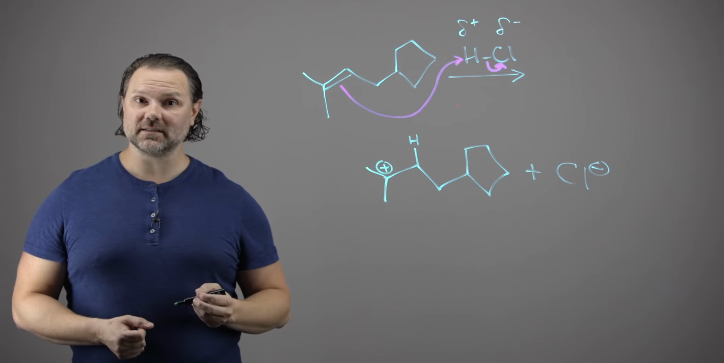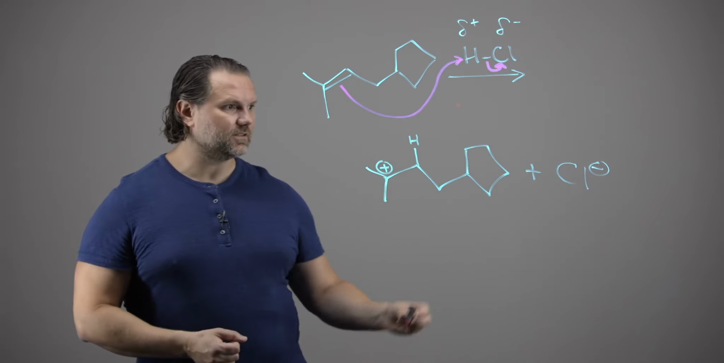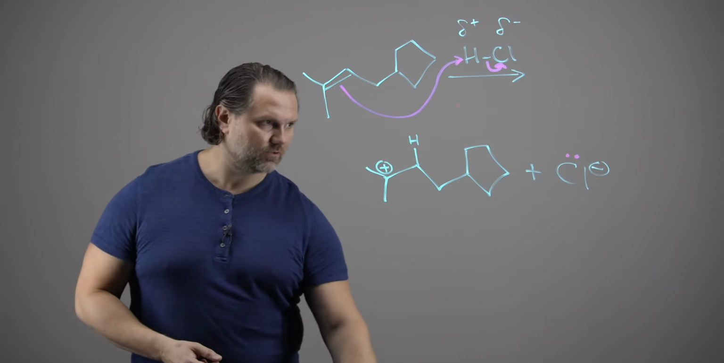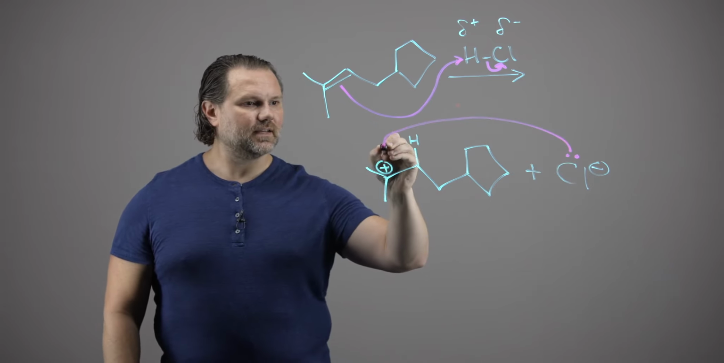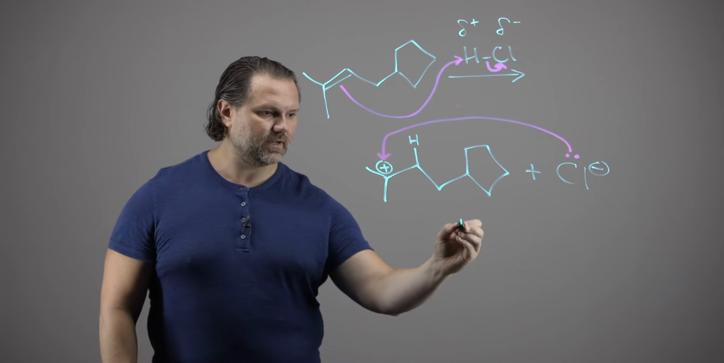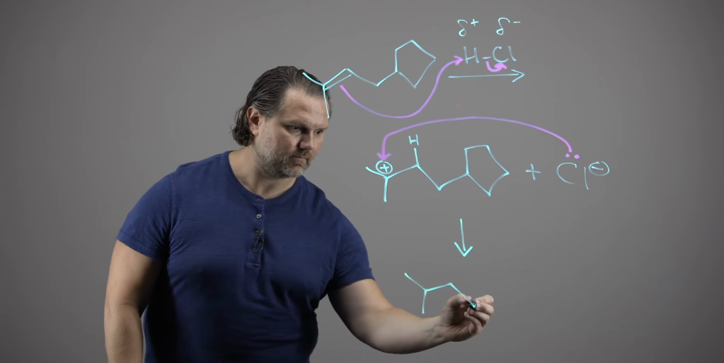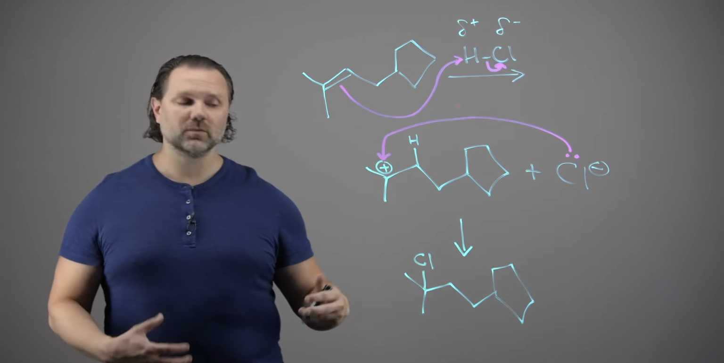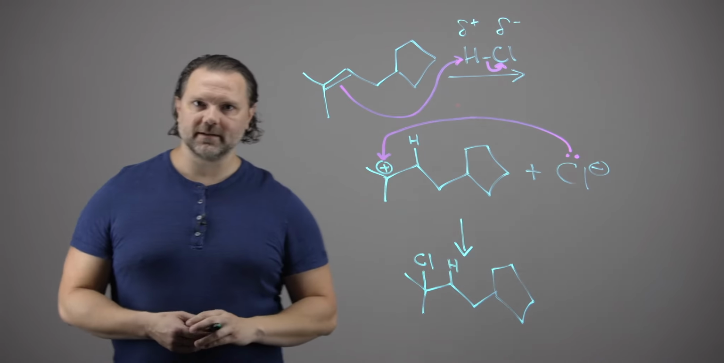We need to stabilize it now. And to do that, we look at what else is in the system, and we have that chloride. So we can draw the electron pair from chloride attacking our carbocation and generating our final product. And if we want, we could still show that other hydrogen right there.